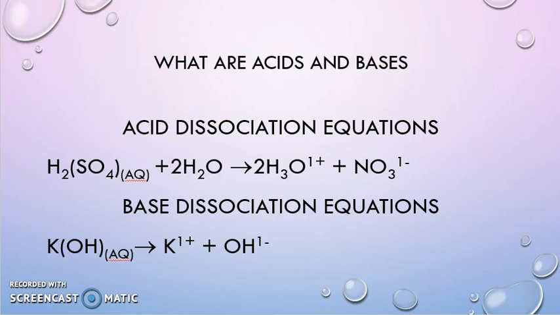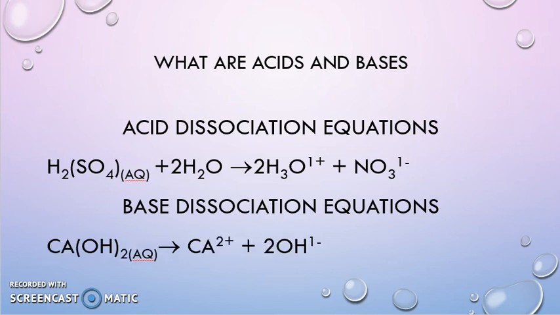But again, you've got to be really careful because every once in a while you'll get a wacky one like CaOH2. When it falls apart, it'll fall apart into one calcium ion but two hydroxides. And it's again that hydroxide part that makes a base a base.